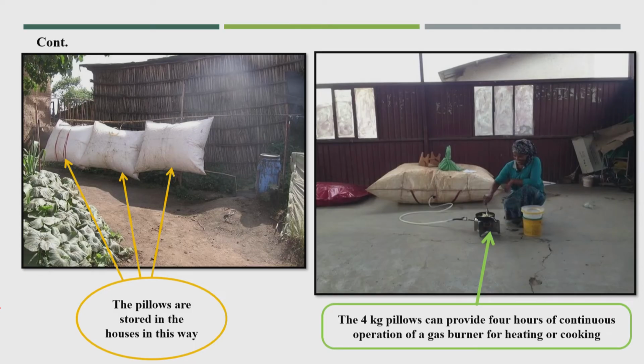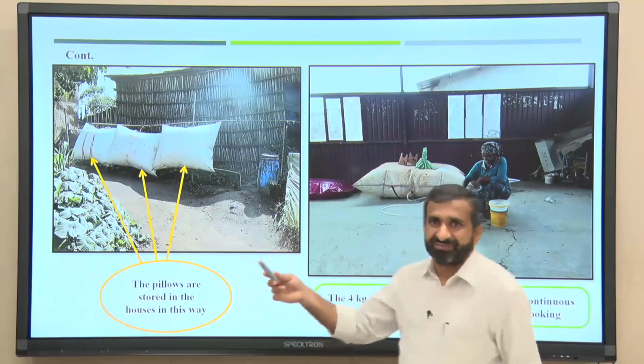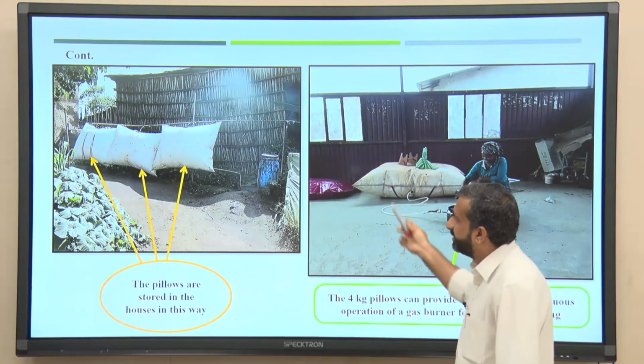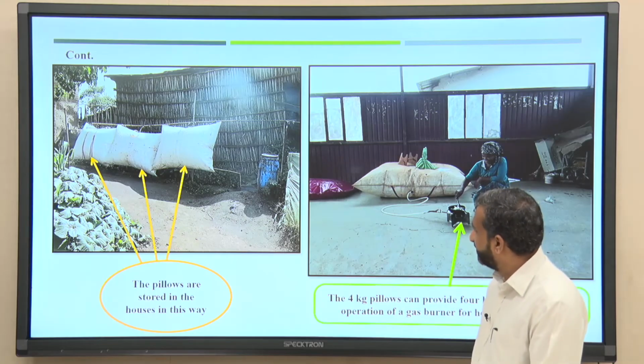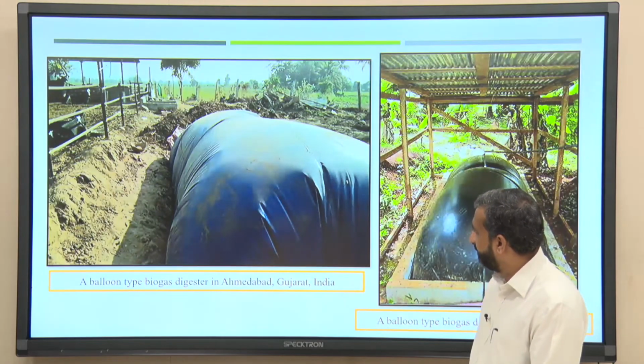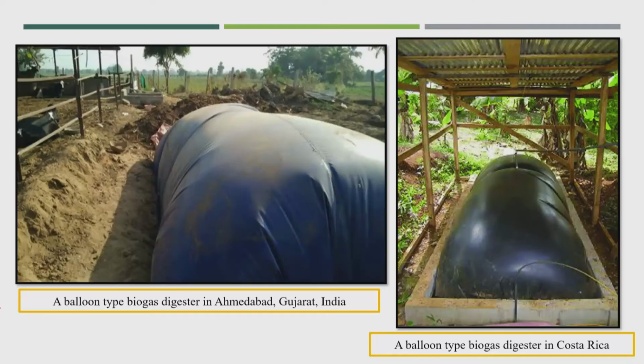You can see here the 4 kg pillows can provide 4 hours of continuous operation of a gas burner for heating or cooking. So, the production is somewhere else, but the same bags you can take out and bring to different houses for cooking purposes. This is one balloon type biogas digester in Ahmedabad, Gujarat, but this is majorly for cattle manure.